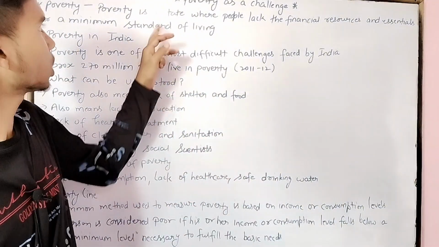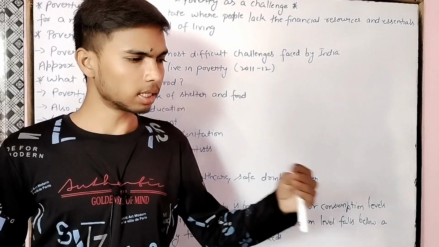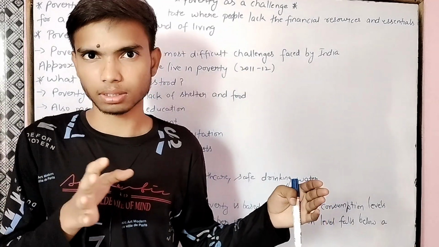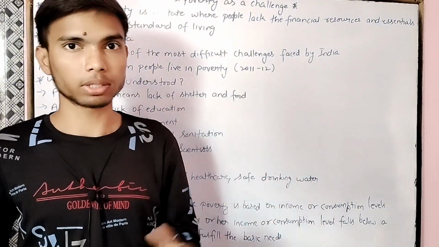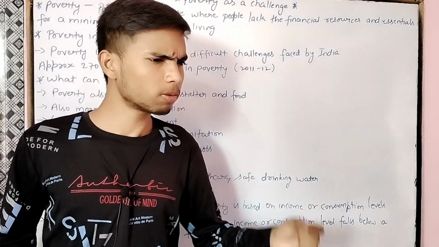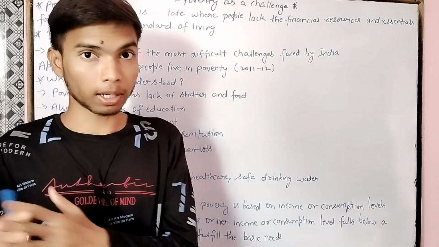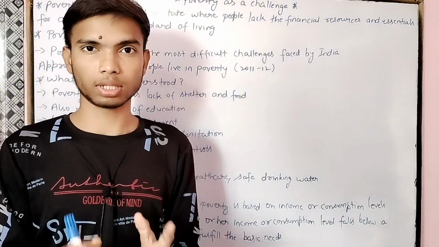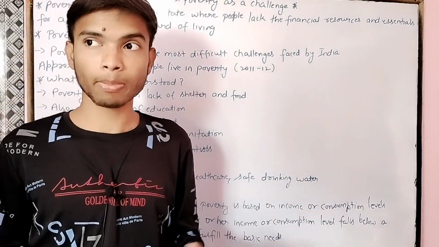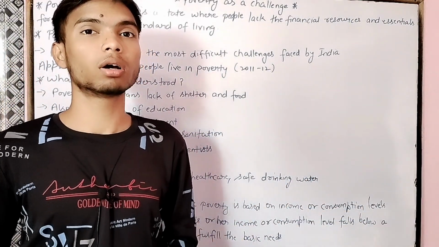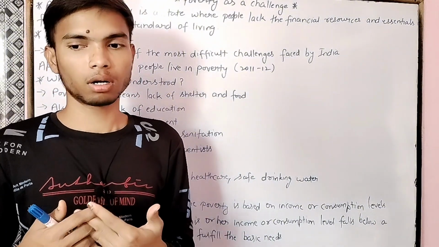According to this definition, we can say poverty is a state. A rich person is in another state compared to a poor person, so obviously poor people will be in another state compared to the rich person. That's why it says poverty is a state where people will feel a lack of financial resources and a lack of essential materials.